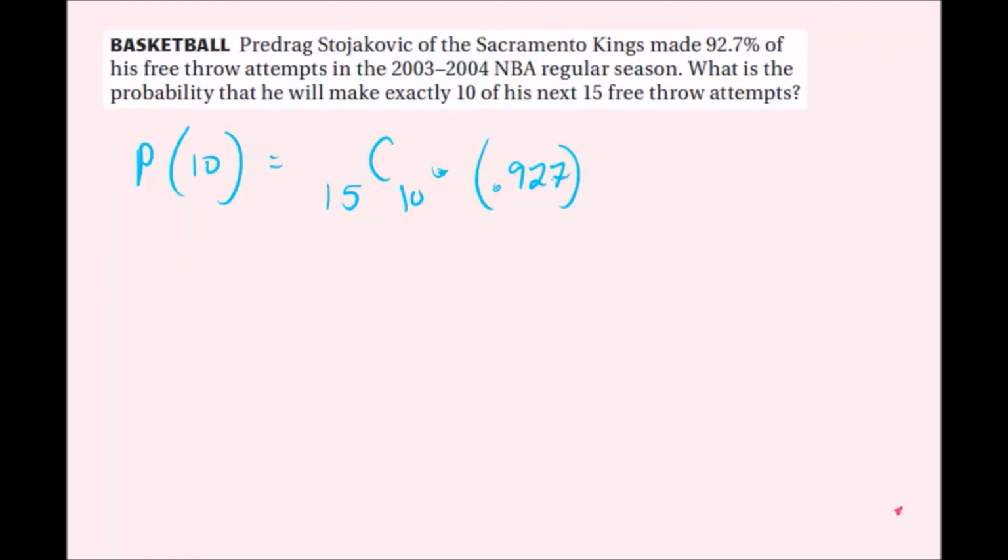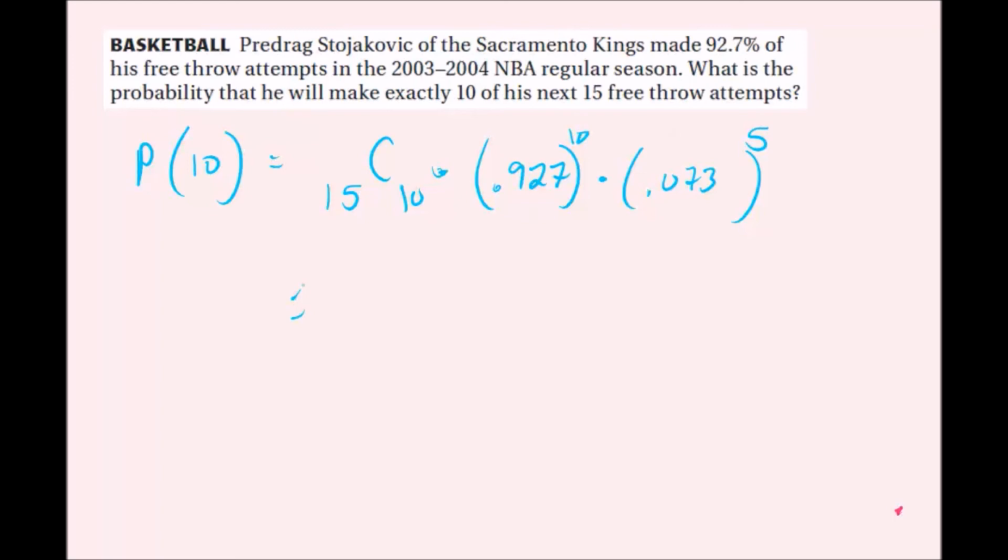Take that to the power of k, which is the number of successes we care about, which is 10, times the probability that he fails. The probability is just 1 minus p, so if he's successful 92.7% of the time, he will be unsuccessful 7.3% of the time. Expressed as a decimal, it's 0.073. And to the power of the amount of failures. So he's going to get 10 successes and 5 failures.